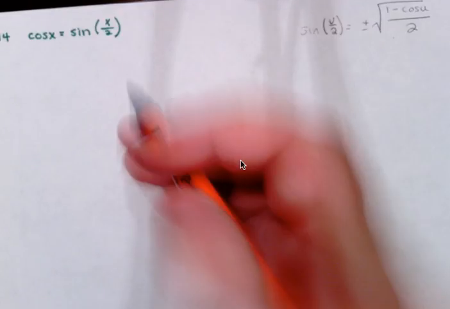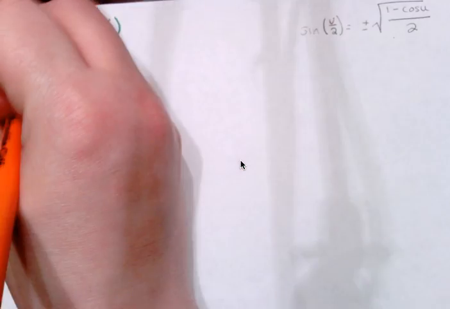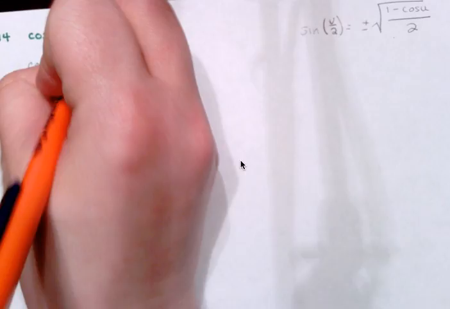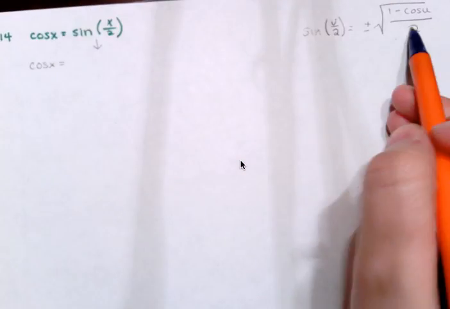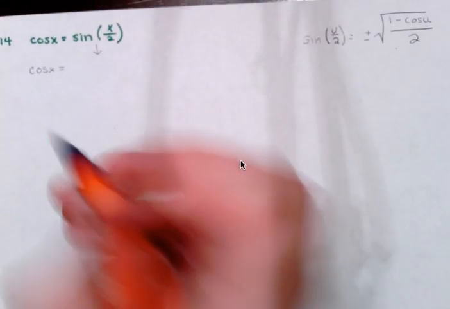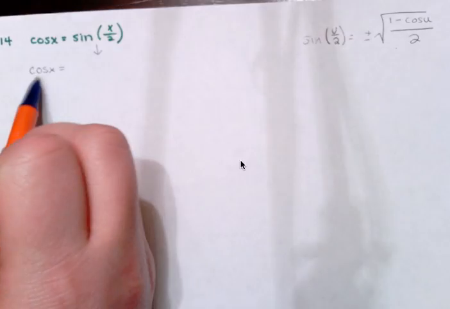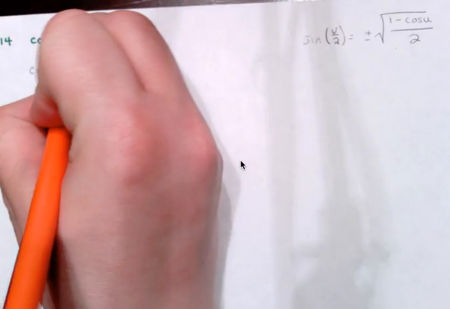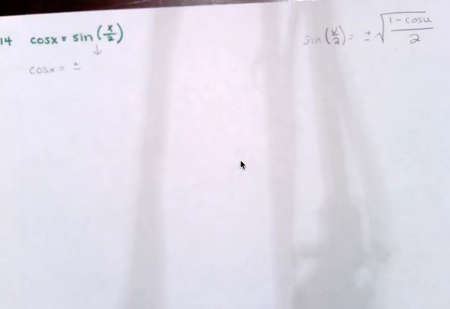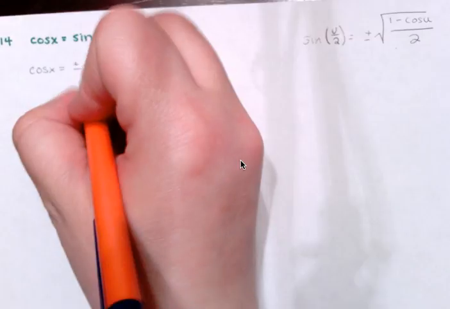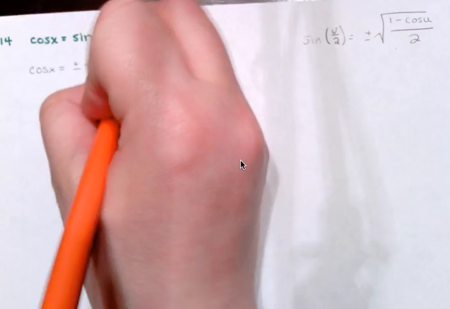So I'm going to replace my sine of x over 2 with this formula, but instead of u, I'll have x. That'll make my new equation cosine of x is equal to plus or minus, because I don't know what quadrant x divided by 2 is in, the square root of 1 minus cosine of x, divided by 2.